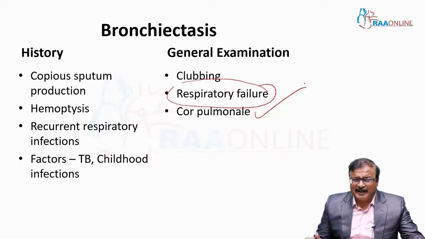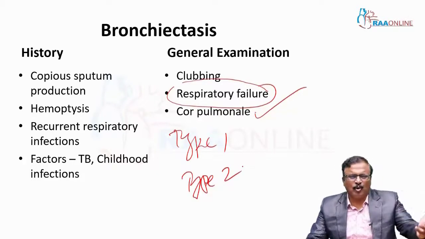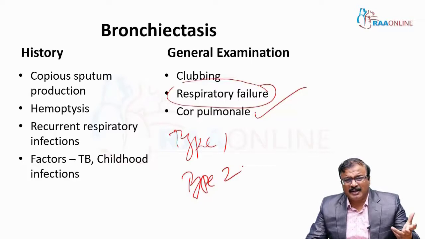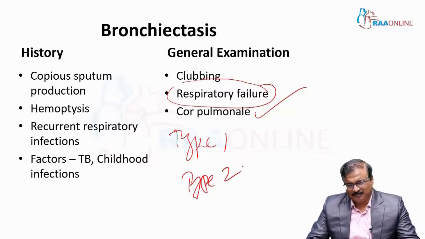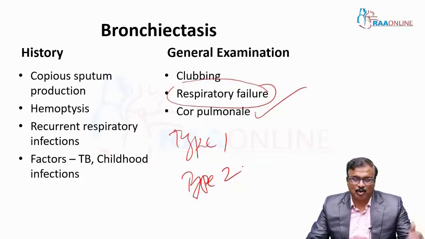What are the signs of respiratory failure? Could be type 1 or type 2. Type 3 and 4 is different. Type 1 is hypoxia, where the patient will have severe hypoxia, the patient can have cyanosis. If it is type 2, hypoxia with hypercapnia.